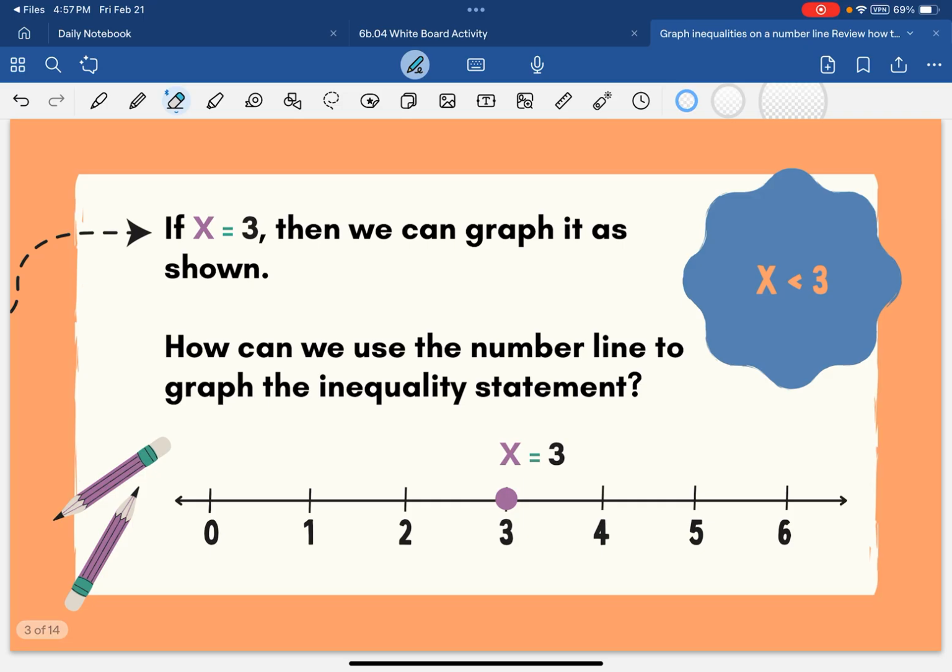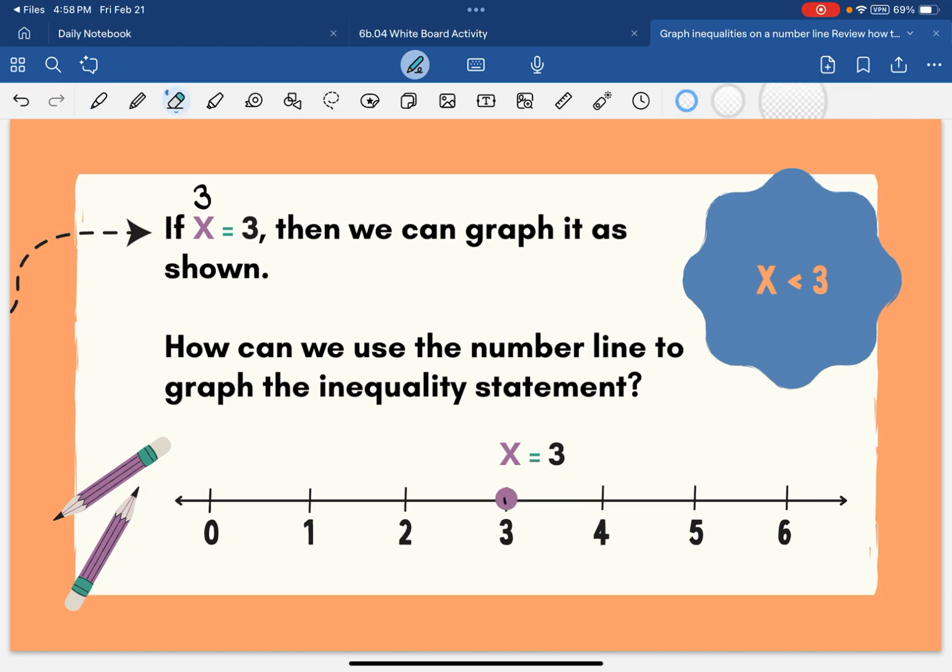So for example, if we're talking about equations, x equals 3, the only possible answer would be 3. 3 equals 3. So when we're graphing that, we would go on the number line and put a filled in circle on the number 3. That says, hey, x is 3.